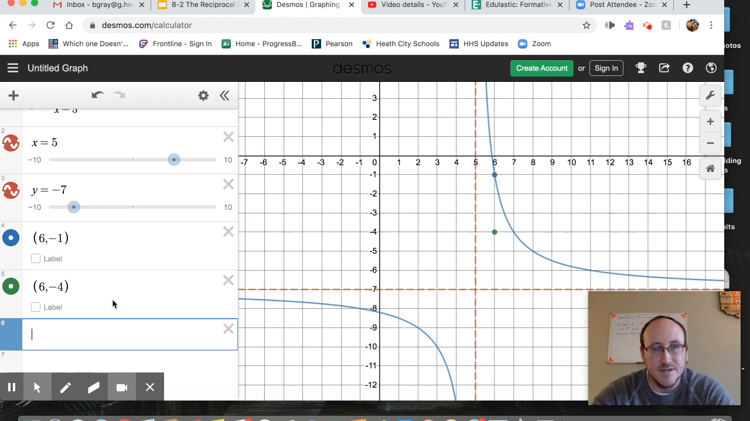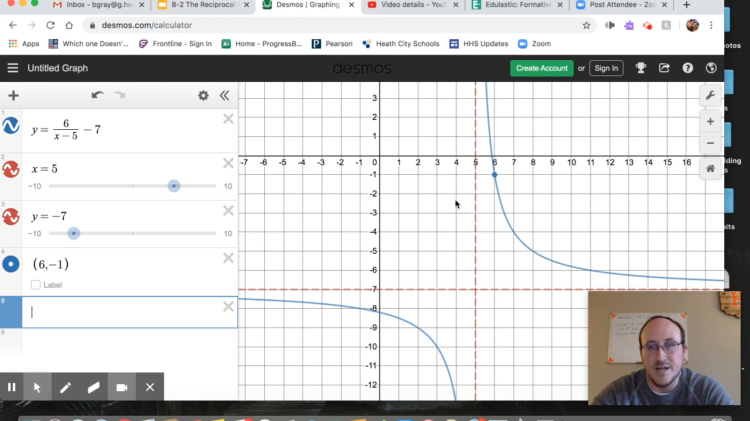And now you can see it does in fact pass through the point that I needed it to pass through. So that's how you can see how you need to apply a vertical stretch or compression to it to move that point to get it to pass through a certain point.